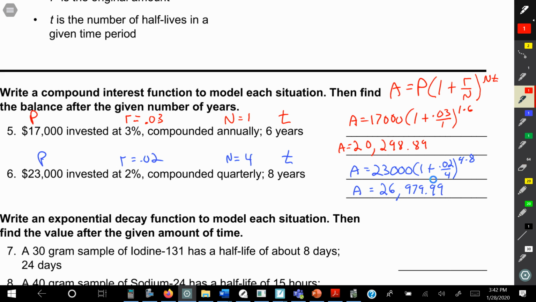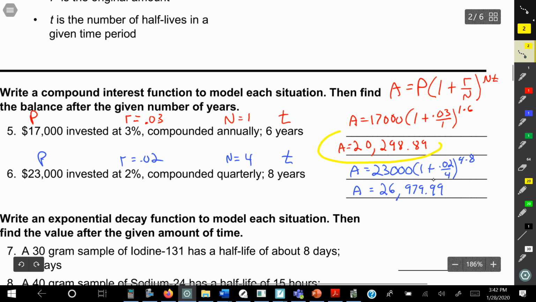All right, here we go. So once you work this out, you end up with, for the first one here, $20,298.89, and for the second one, $26,979.99.